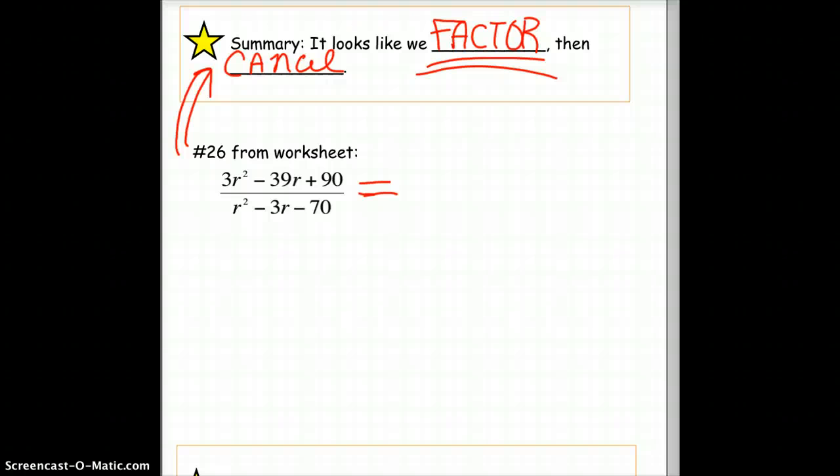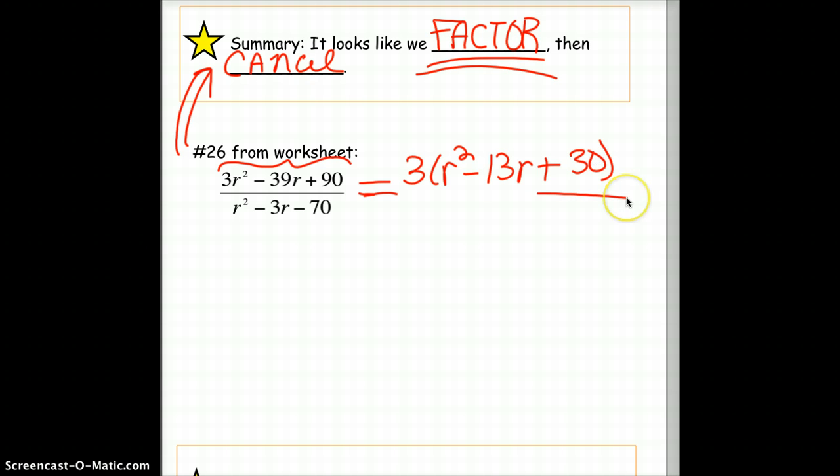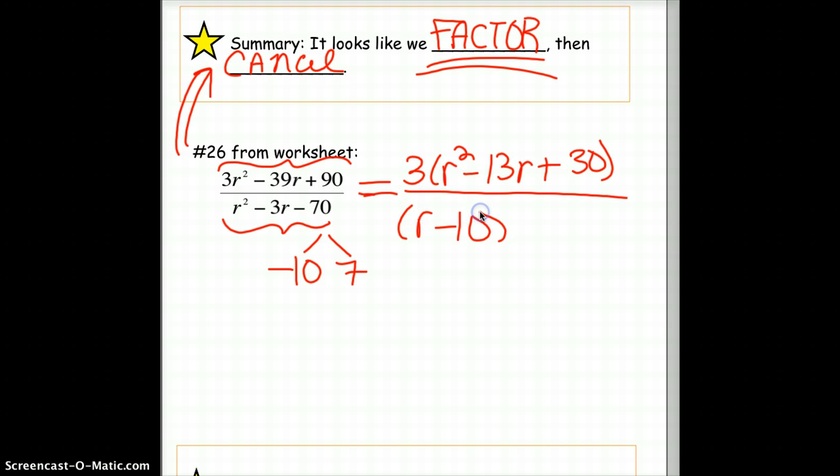Factor. Excellent. All right, so on the top, what can I pull out of the top to start with? You should look at that and pull out a 3. What am I going to do on the bottom? Factor. It has nothing I can pull out of it. However, it's that trinomial, and I'm going to look and see if I can unfoil it. 10 and 7 pop into my head. As long as the 10 is negative, I can factor that into r minus 10 times r plus 7.